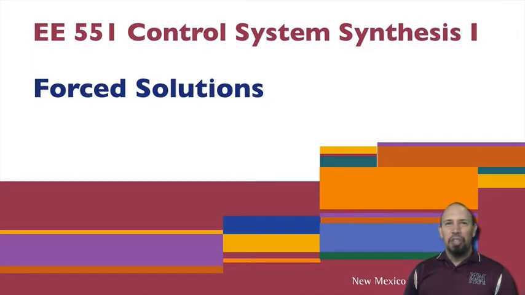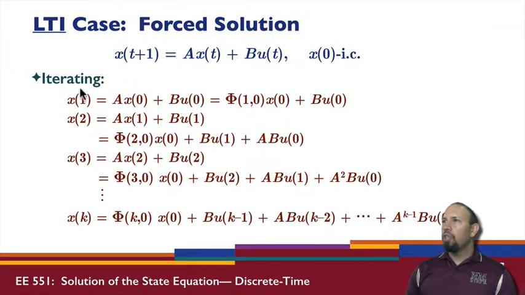Having looked at the natural solution, we now look at the forced solutions. We saw that a convolution was involved, and when we looked at the linear time invariant case, we went through and we iterated. Notice that we were actually using the state transition matrix as we went along.